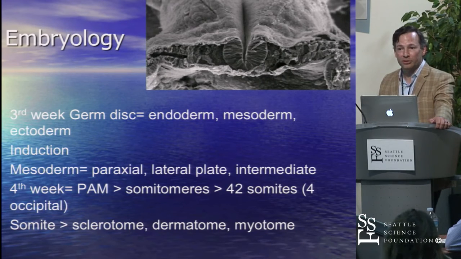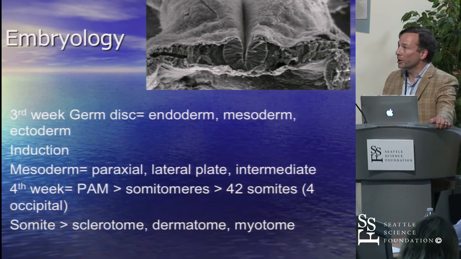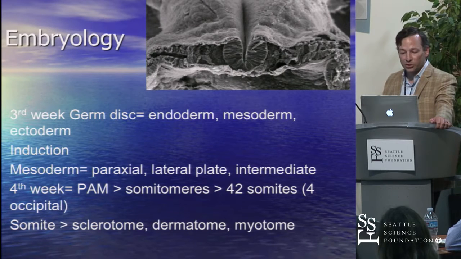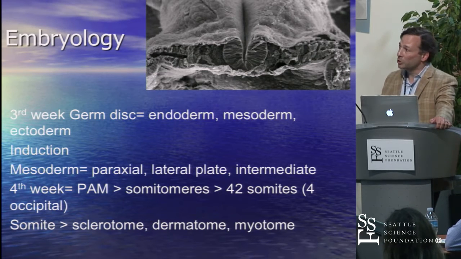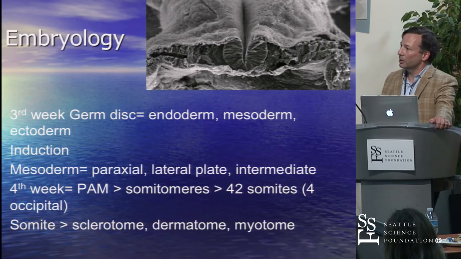Again, this serves as a review for this crowd who knows this embryology and anatomy quite well. So third week of development, there's gastrulation, and we have a three-layered disc made up of endoderm, mesoderm, and ectoderm. Remember that a notochord, a derivative of mesoderm, forms down the middle and induces the overlying ectoderm into neuroectoderm. The mesoderm is going to essentially develop into paraxial mesoderm, lateral plate mesoderm, and intermediate mesoderm.